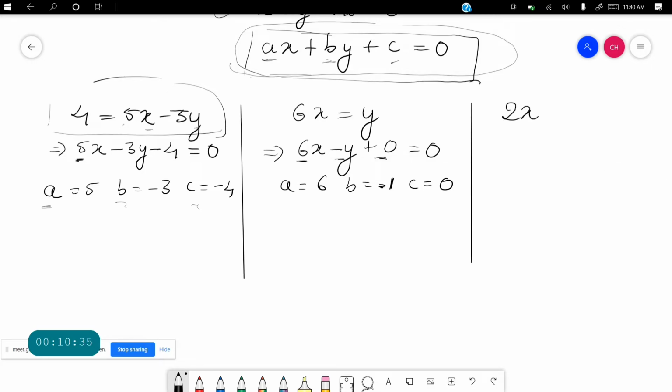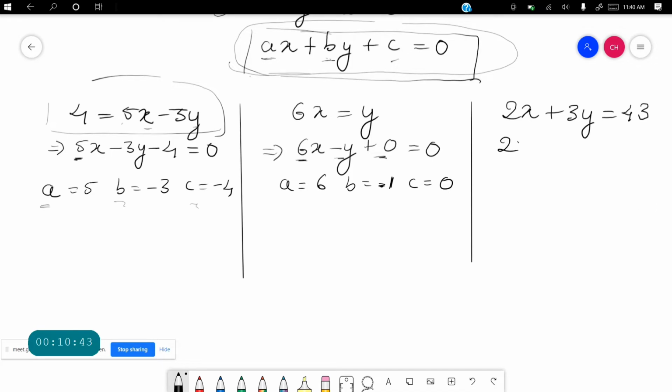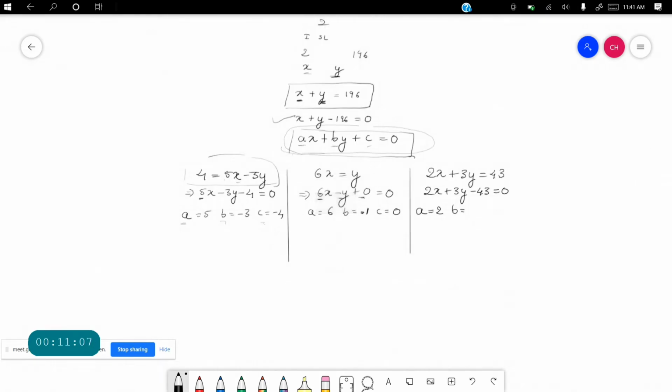Okay. 2x plus 3y equals 43. When I rewrite this example, what will it become? 2x plus 3y minus 43 equals 0. Now students, answer my question. What is a here in this equation? 2, ma'am. 2. And what is b here? 3. Yes, b is 3. And what is c here? Minus 43. Yes, minus 43.